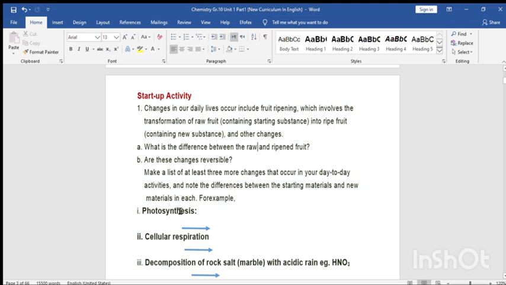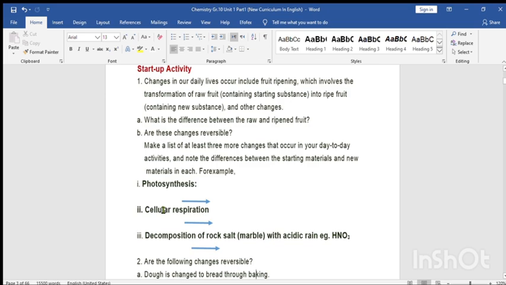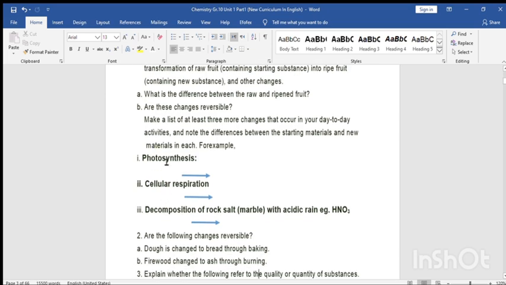There are many types of chemical changes taking place in our surrounding environment every day in our everyday life. For example, photosynthesis. This is the preparation of food by green plants by the combination of carbon dioxide gas and water with the help of sunlight energy.